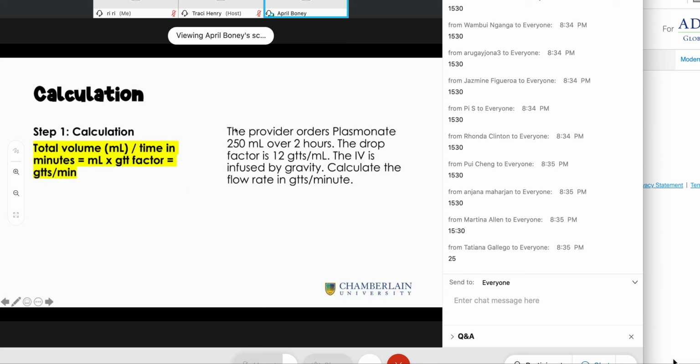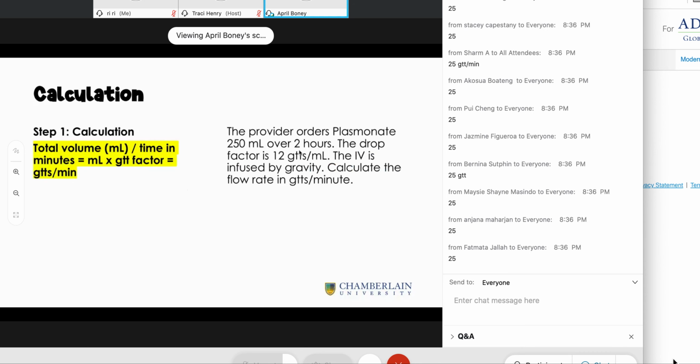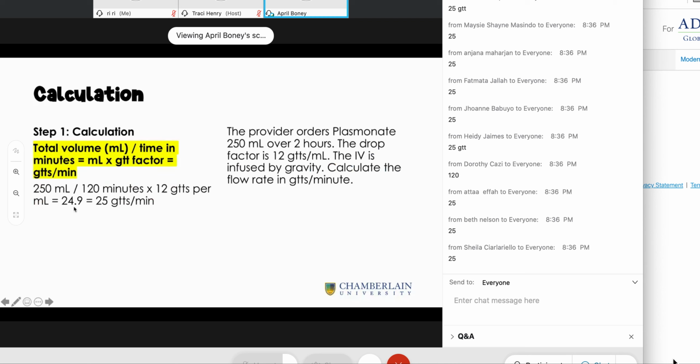So here we have plasminate. Again, it doesn't matter what it is. 250 milliliters is our total volume. Our time is 2 hours. We can't work with hours. So how many minutes is 2 hours? 2 hours is 120 minutes. So 250 divided by 120 times 12 is going to give us 24.9. But what do we know about drops per minute? It has to be a whole number. So that's going to round to 25 drops per minute.